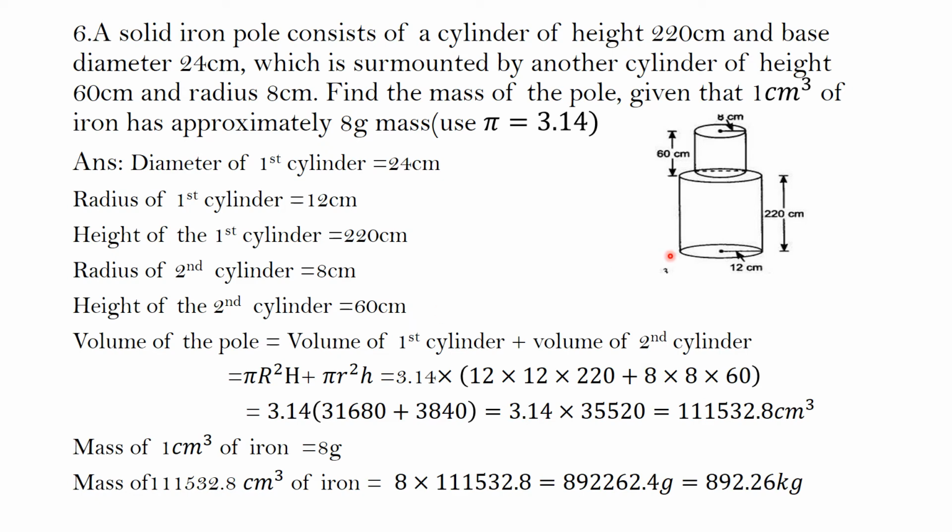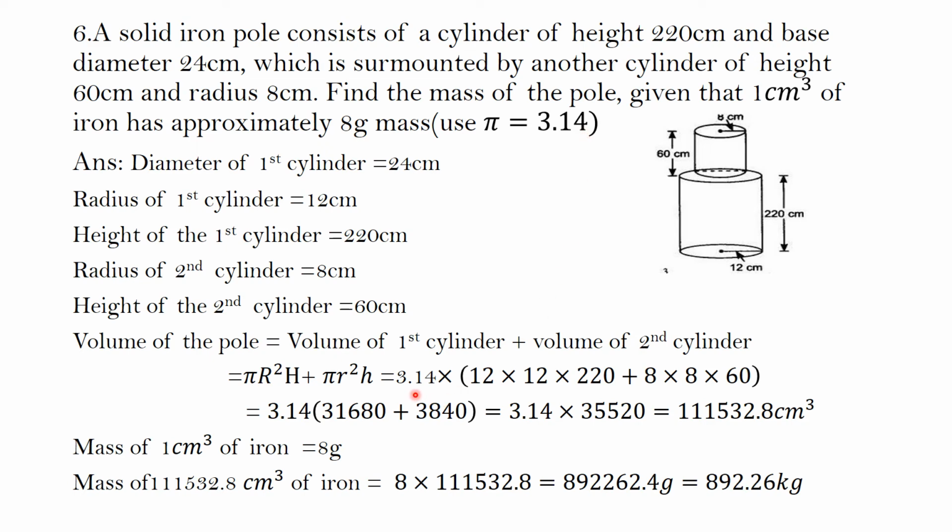To find the mass of the pole, we need to find the volume of the solid shape. Volume of the pole will be volume of the first cylinder plus volume of the second cylinder. Being radius and height different, we can use capital R and capital H for the first cylinder and small r and small h for the second cylinder. That is pi R square H plus pi small r square h. Taking pi as common, and it is given in the question, we should use the value of pi as 3.14.